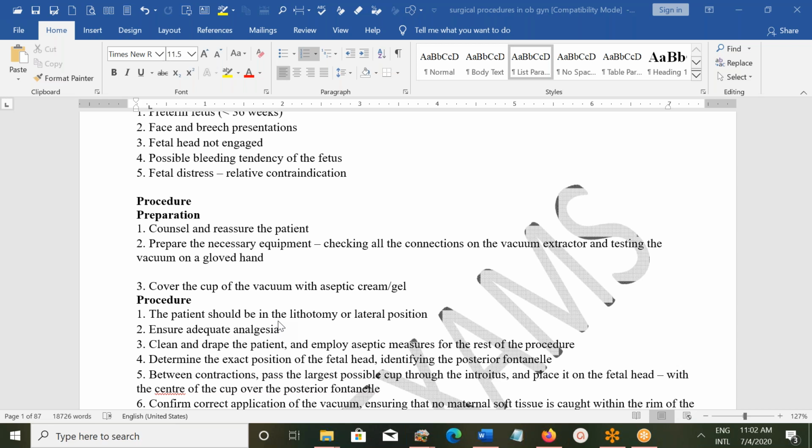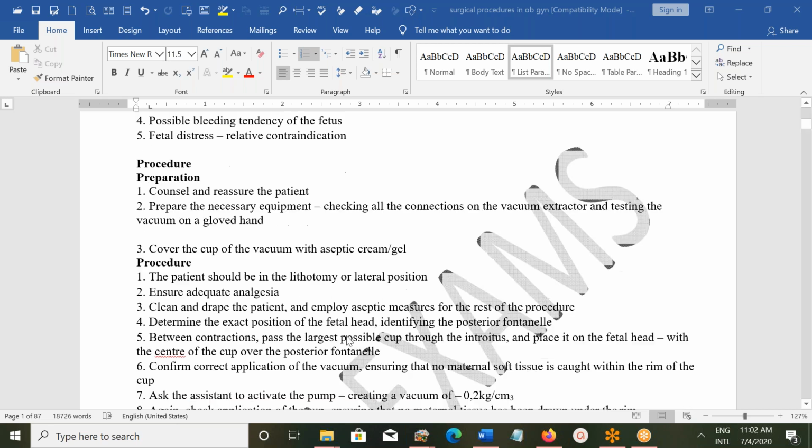Okay, can you repeat the question? Where are we putting the gel? Inside the cup or over the cup? Cup of the vacuum. Okay, think about it. Okay. So inside the cup.